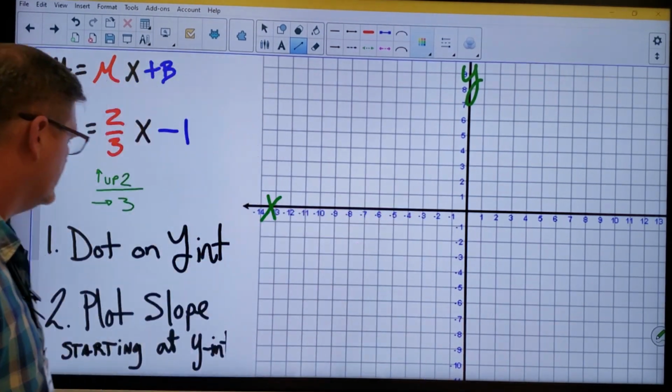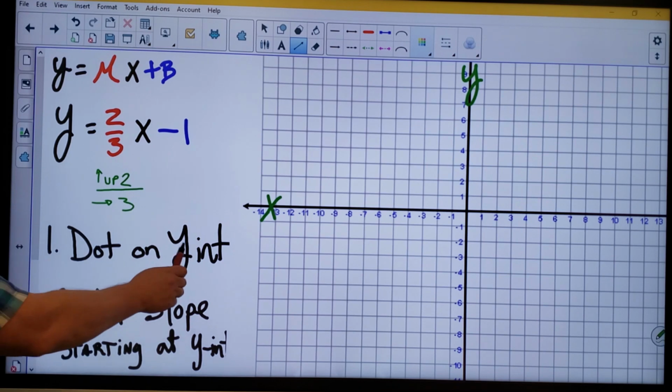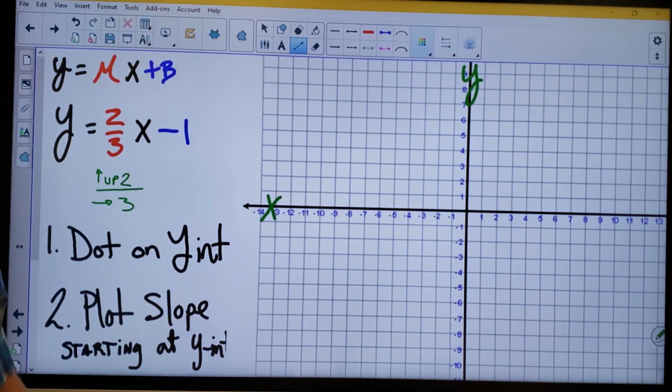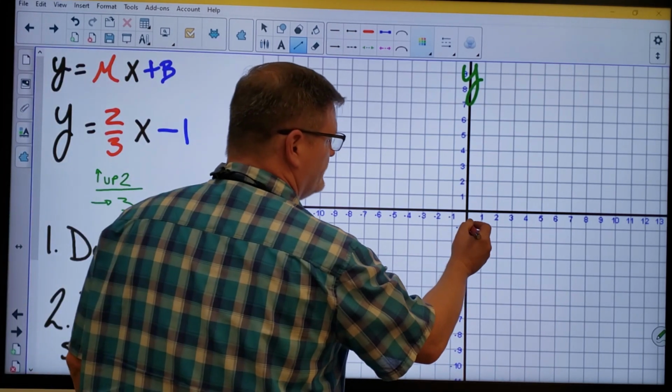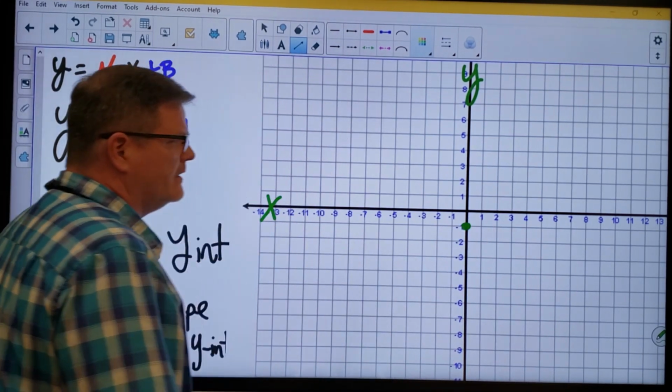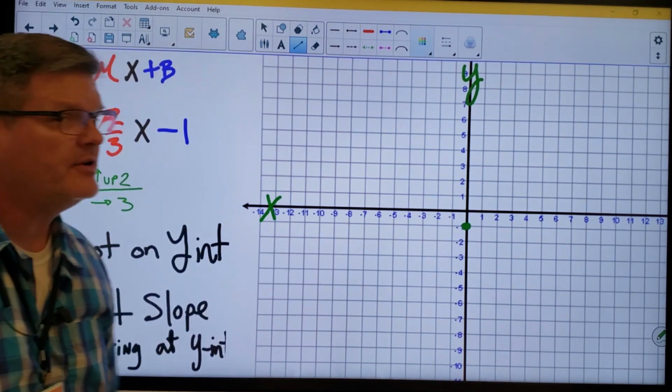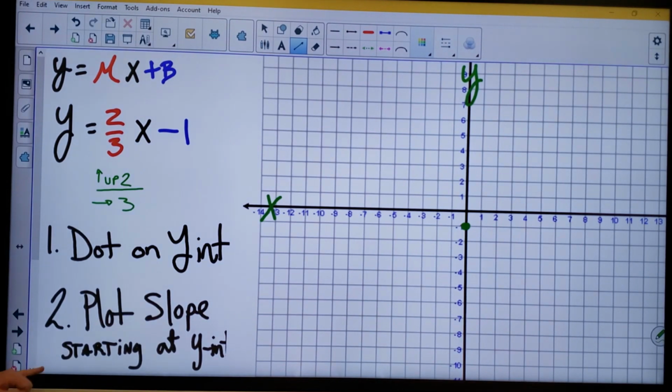Okay? So we're going to go ahead and put a dot on the y-intercept, and in this particular case, our b value is -1. So we're going to put a dot on -1. The next step is that starting at our y-intercept, we're going to start counting out the slope or plotting the slope. In this particular case, the m value we have is 2/3. So our slope is 2/3.